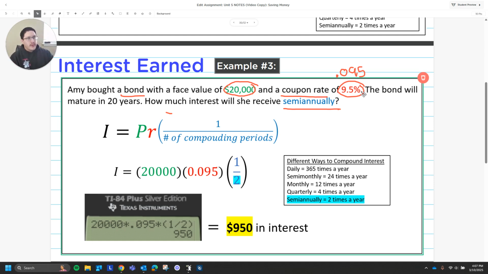So how much interest will she receive semi-annually? Well, to calculate that, again, 20,000 times 0.095 times 1 over 2 for semi-annually, which is $950. So whoever she lent the money to is paying the interest at $950 each time. And then when the bond matures after 20 years, that person will have to pay Amy back the $20,000 that she invested in them. Again, this is how bonds work. Hopefully that makes sense. But anyways, that's it for example 3.